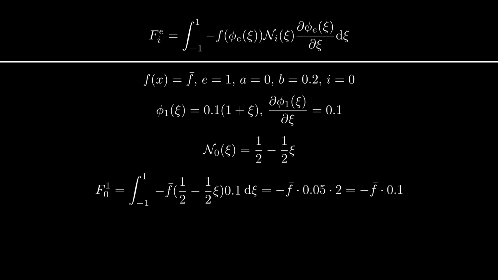After computing all entries of the element matrices Ke and the element vectors Fe, the global system matrix K and global system vector F can be assembled in the same way as described at the second level of explaining the finite element method.